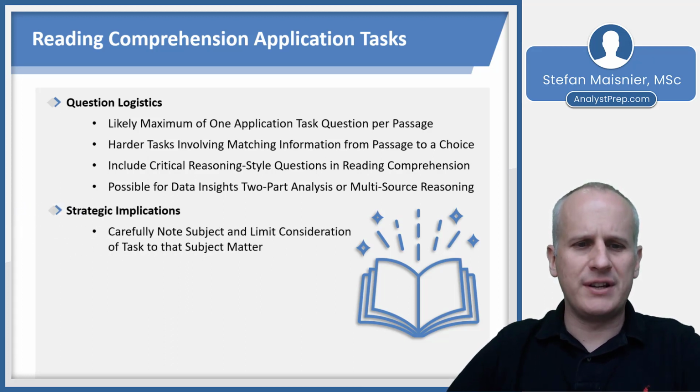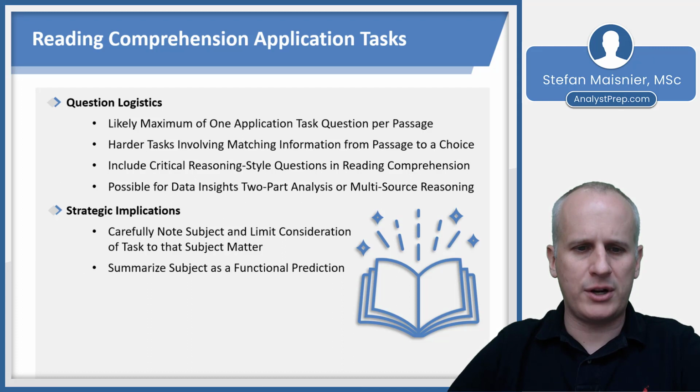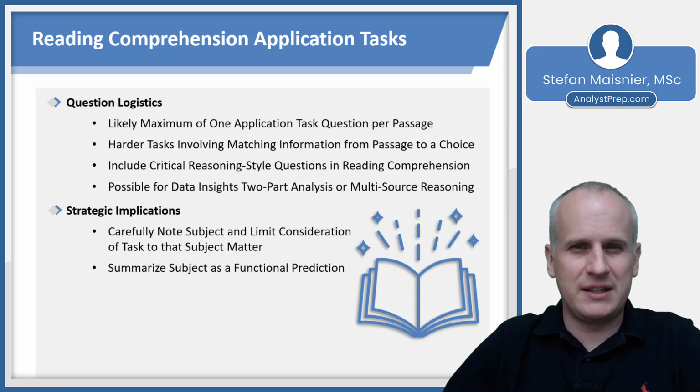So strategically, you need to carefully note the subject and limit your consideration of the task to that subject matter. Do not apply everything from the passage necessarily to the task, but just focus on whatever subject is being considered by the question. You'll want to summarize that subject as your functional prediction. You're not necessarily going to be able to predict specifically what's going to match the circumstance, but you're just going to summarize what it said about that subject and then go to the answer choices.